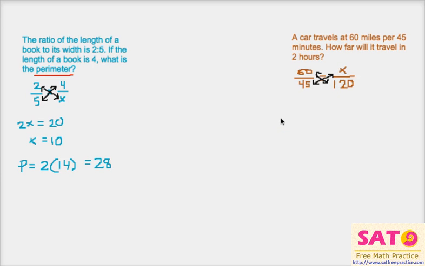We would solve by cross-multiplying. And now we can solve by completing the cross-multiplication. 45x equals 7,200. And if we divide by 45, x equals 160 miles.